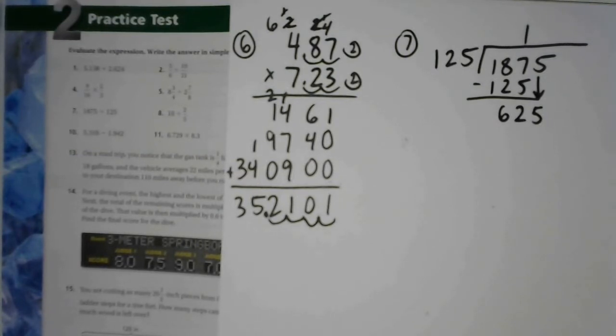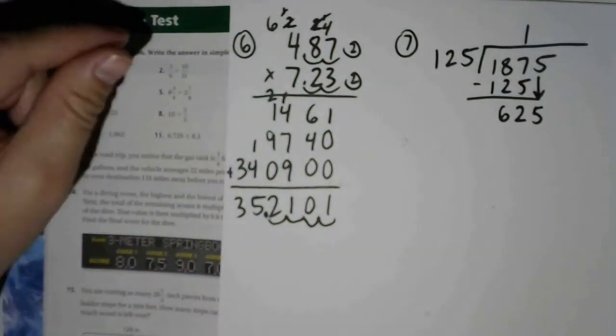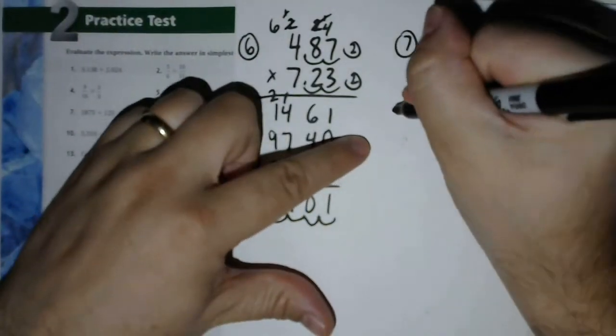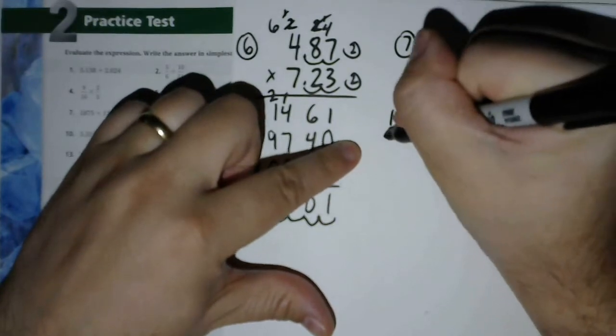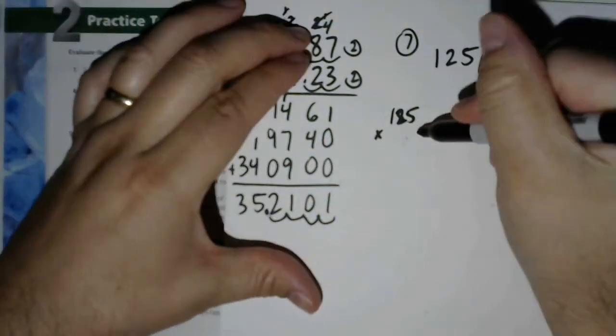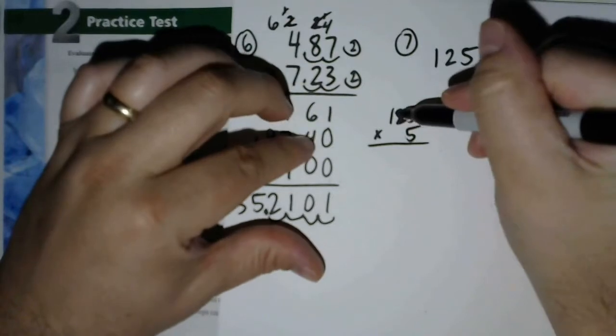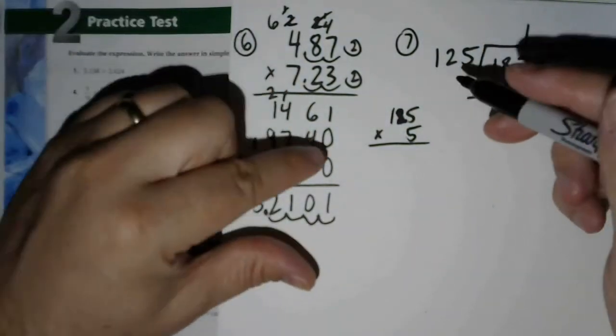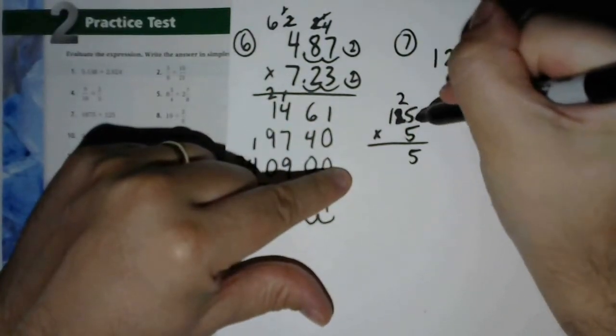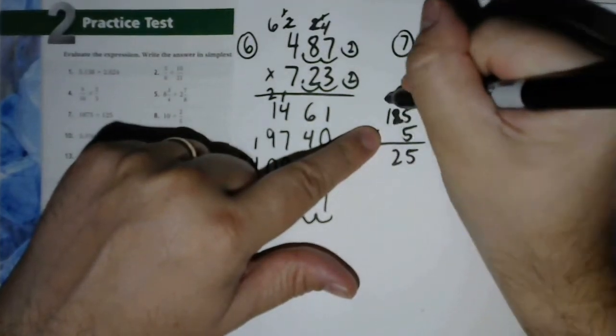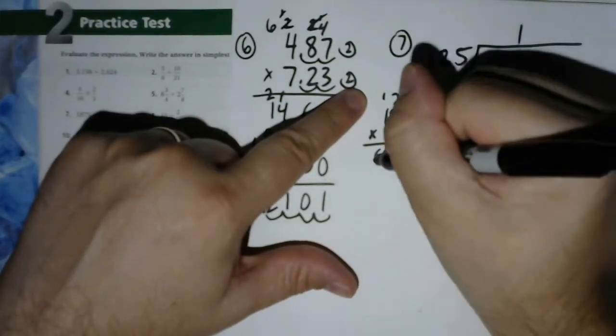I'm not messing around with you guys. I have no idea, so I'm going to have to guess and check. I'm going to do a little bit of math work over here. 125, I'm going to guess maybe 5 times. That's my guess. 5 times 5 is 25. 5 times 2 is 10 plus 2 is 12. 5 times 1 is 5 plus 1 is 6.